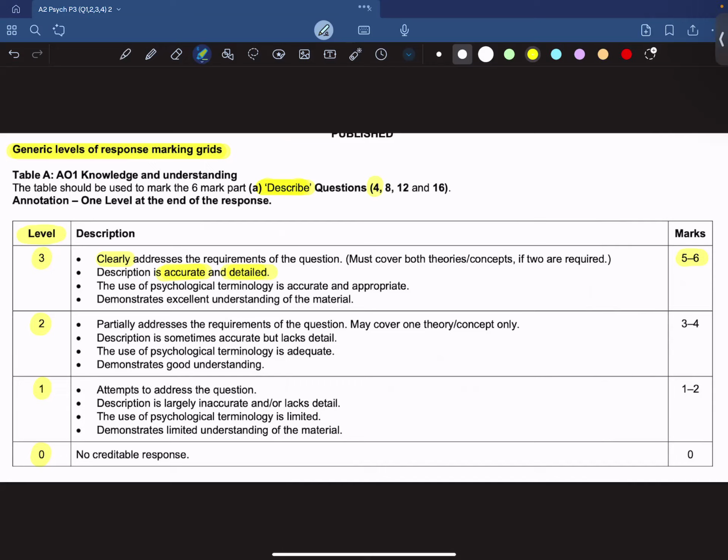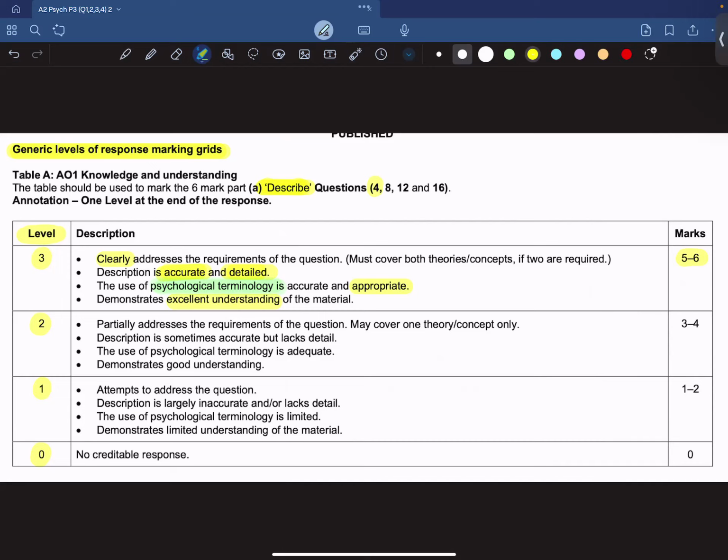Number 2, the description should be accurate and at the same time should be detailed. By accurate we mean there is no room for any mistakes here. Number 3, the use of psychological terminology is accurate and appropriate. Whatever psychological terminologies you are using should be accurate, and at the same time appropriate, as in they should fit the requirements of the question. Number 4, demonstrates excellent understanding of the material.